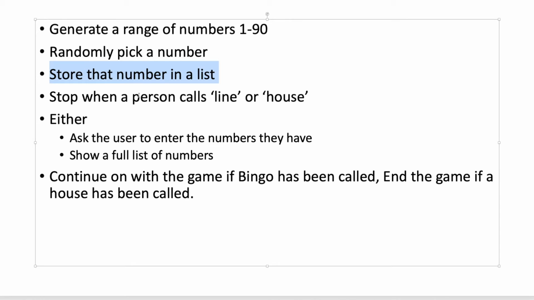And then when a person calls either line, house, bingo, whatever you want the buzzword to be, whenever somebody calls that, then you need to basically stop the program, and you can do one of two things. You can either ask the user to enter the numbers they have had, or show a full list of numbers. Now, let me give you one massive bit of advice. This one is far easier than this one. Okay, so this one's far easier than this one, but it can be done, no problem at all.